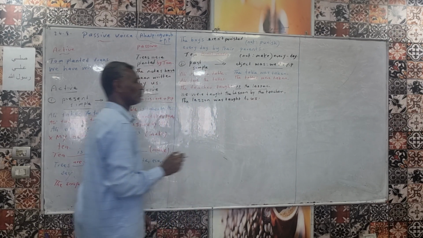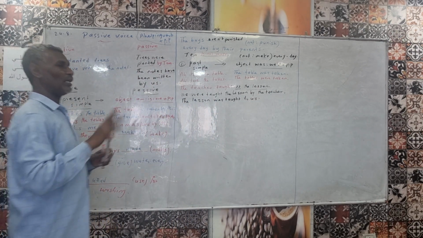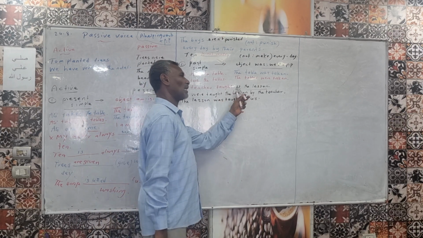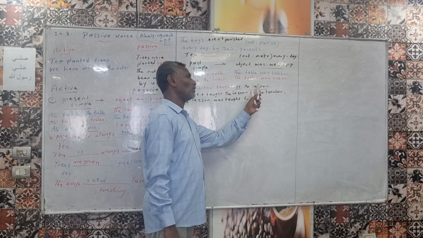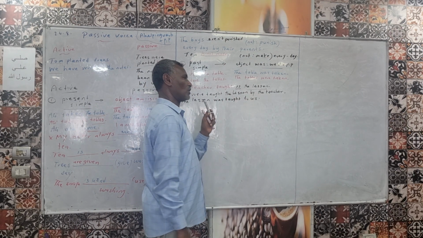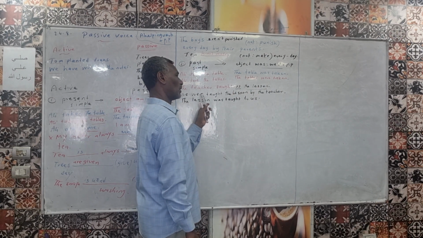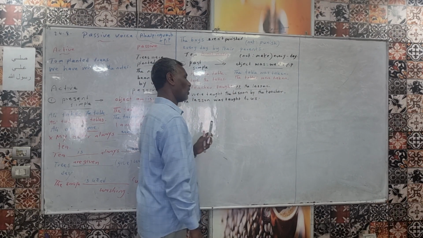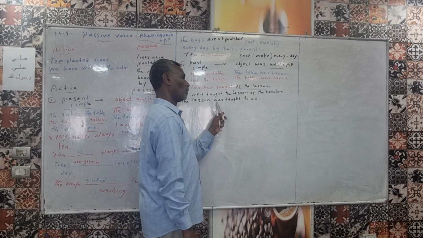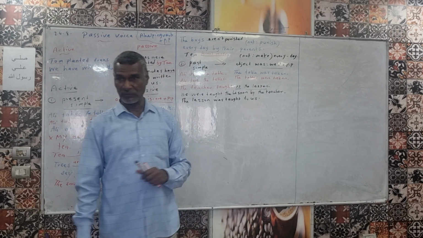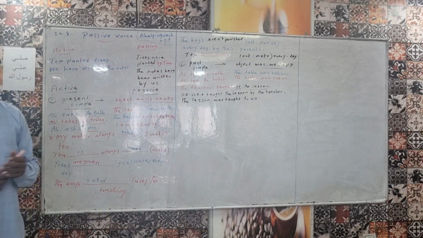Alright guys, is that clear? We have two objects. The first object is us, and the second object is the lesson. We say: we were taught the lesson by the teacher, or the lesson was taught to us. Was taught to us.